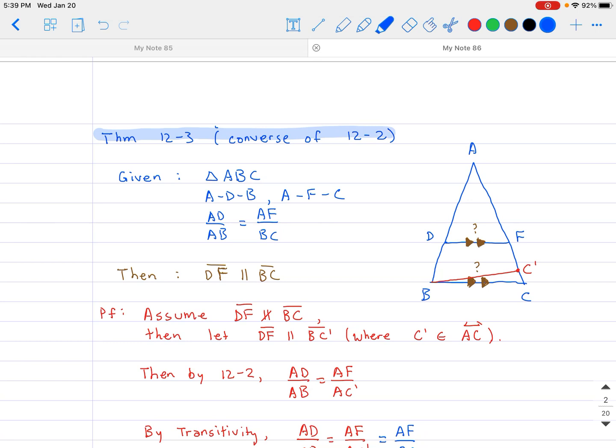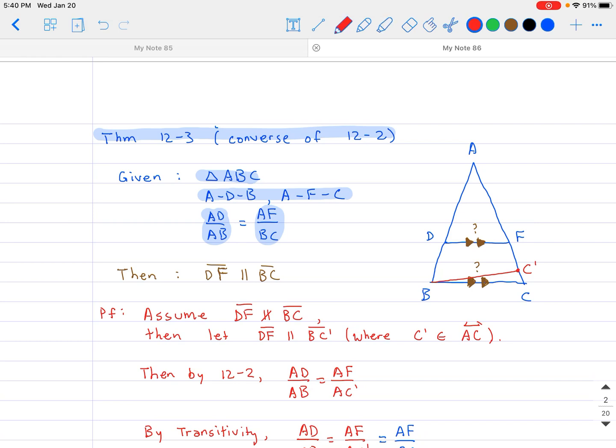Well, as you can see, not exactly a fun name for it, but it basically says that if you have a triangle, and D is, again, a point on the segment, and F is another point on the other side of the triangle. And this time the converse is given, such that AD divided by AB is equal to AF divided by AC.